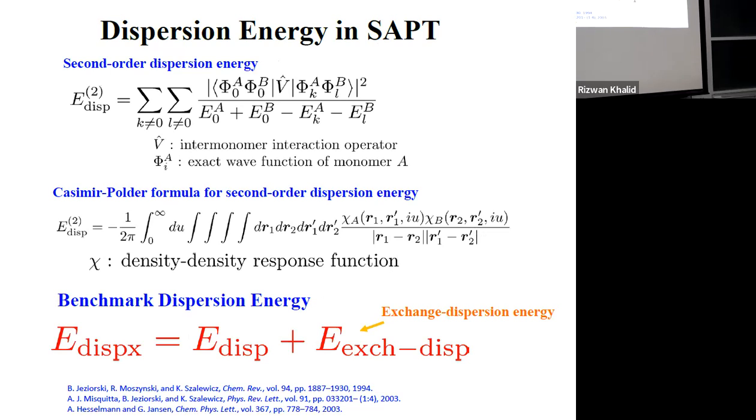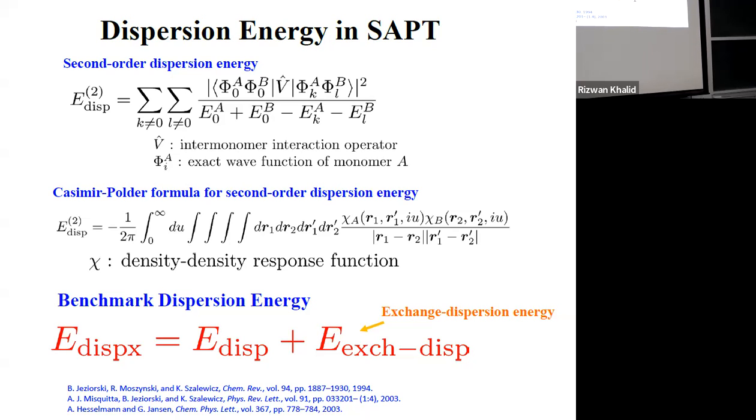In symmetry adapted perturbation theory, this dispersion interaction energy has very rigorous definitions. You can define the dispersion energy up to second order in the interaction between two monomers in terms of the interaction potential and the wave function for each of the monomers. This 0 denotes the ground state wave function, and these K and L, which are not equal to 0, represent the excited states of those monomers. These excited states are actually describing those quantum fluctuations of the charges.